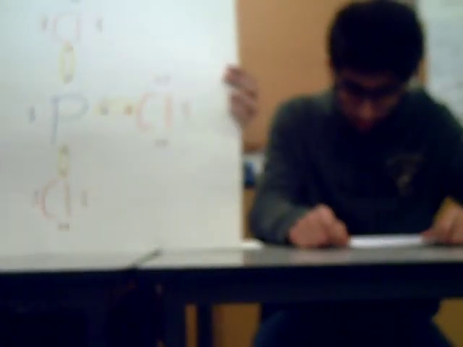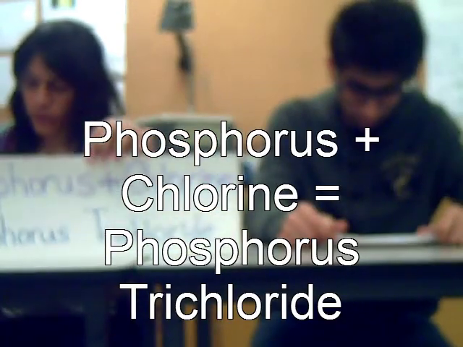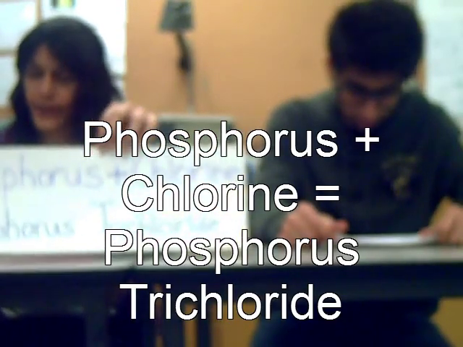All the previous rules for naming ionic compounds apply, but there are now more. Because there is 1 phosphorus atom, nothing is added to the beginning, but there are 3 chlorine atoms, so tri becomes chloride's prefix. So when phosphorus and chlorine bond, the name of the covalent compound formed is phosphorus trichloride. Phosphorus and chlorine are bonding.